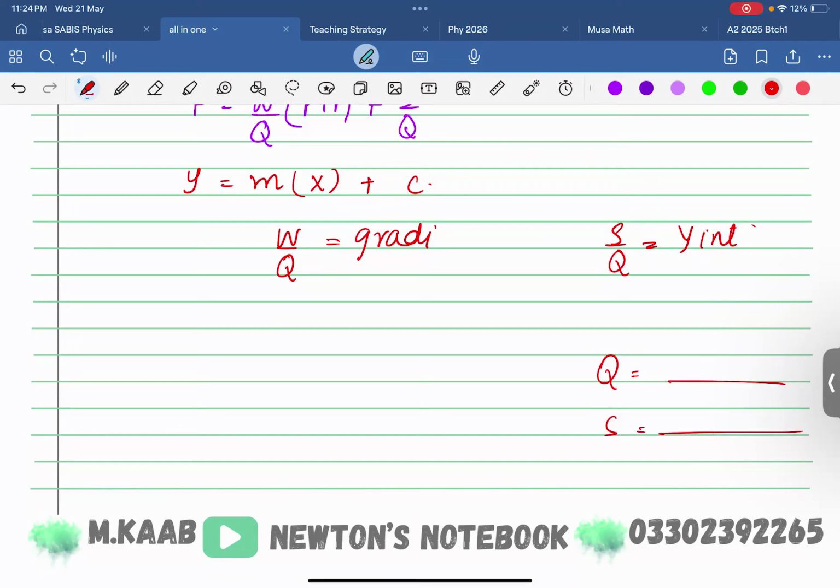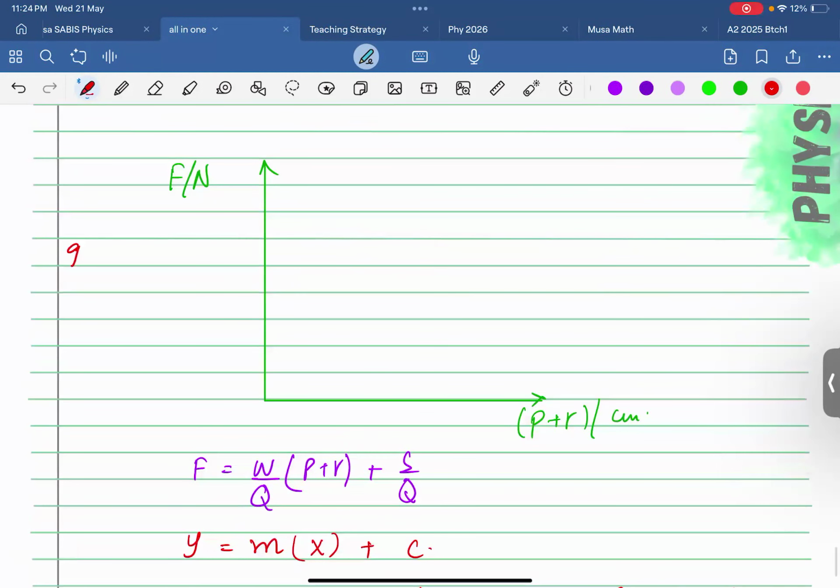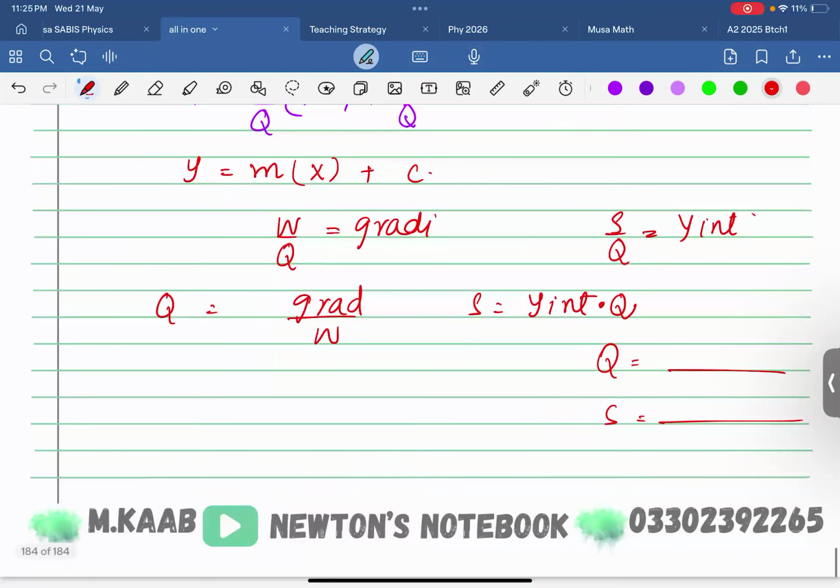Okay, so if you make Q the subject, it looks like this: gradient divided by W, and S, sorry, S is equal to y-intercept times Q. Now in this part, the unit is going to be quite difficult, but let's try. Let's first figure out the unit for the gradient. You know that the gradient is change in y over change in x. Change in y contains the Newton, change in x contains the centimeter. So the unit for the gradient is Newton per centimeter.